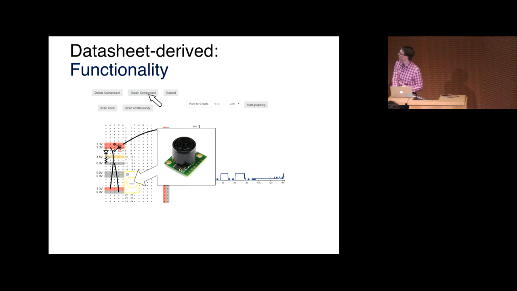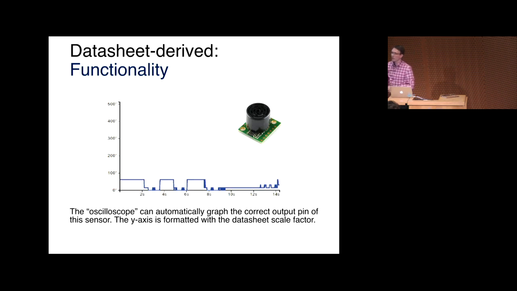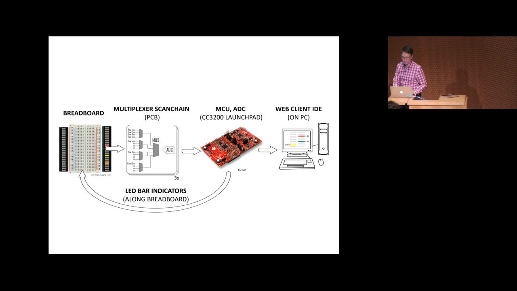And you can also do things if you know the data sheet, right? So in this case, we're placing an ultrasonic sensor on. We can take circuit measurements and transform them into real-world values, like distances in a distance sensor, because we know the transfer function from the data sheet that translates the voltage into actual distances.